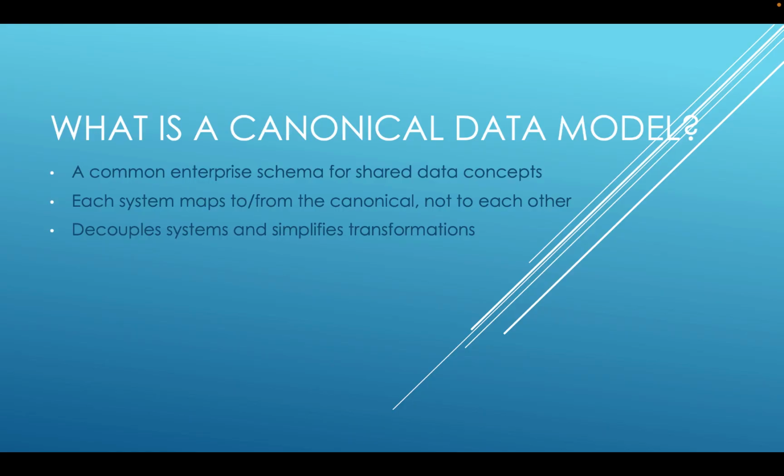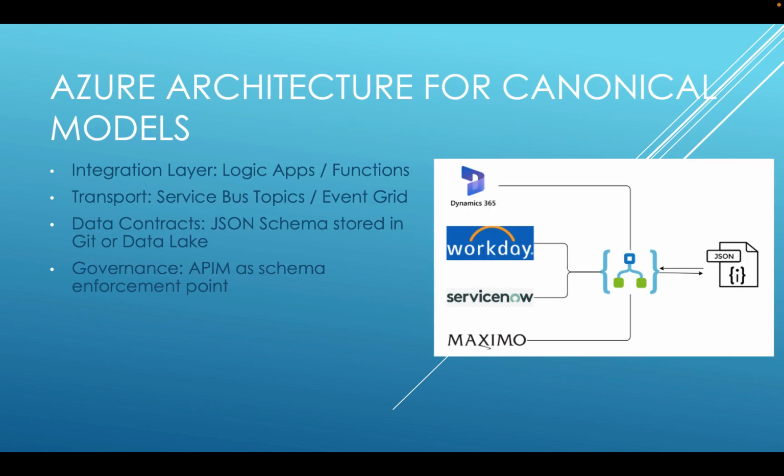We do not have to convert from X system to Y system, but we convert from X system to the canonical model, and the canonical model is a common layer among all the systems. That means Salesforce knows how to speak to the canonical model, Workday knows how to speak to canonical, Maximo does too. So the result is one transformation per system, not dozens. All right, so that helps in reducing spaghetti.